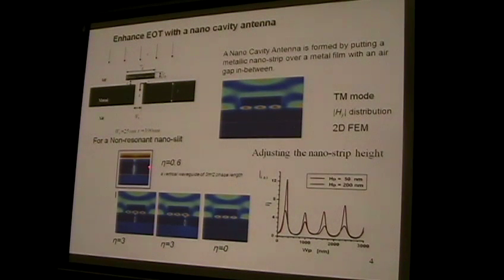And if you think about this with a dielectric material, not metal, just dielectric, dig a nano hole and try to see the transmission, it will be virtually zero because you don't have the surface plasmon needed in that case.